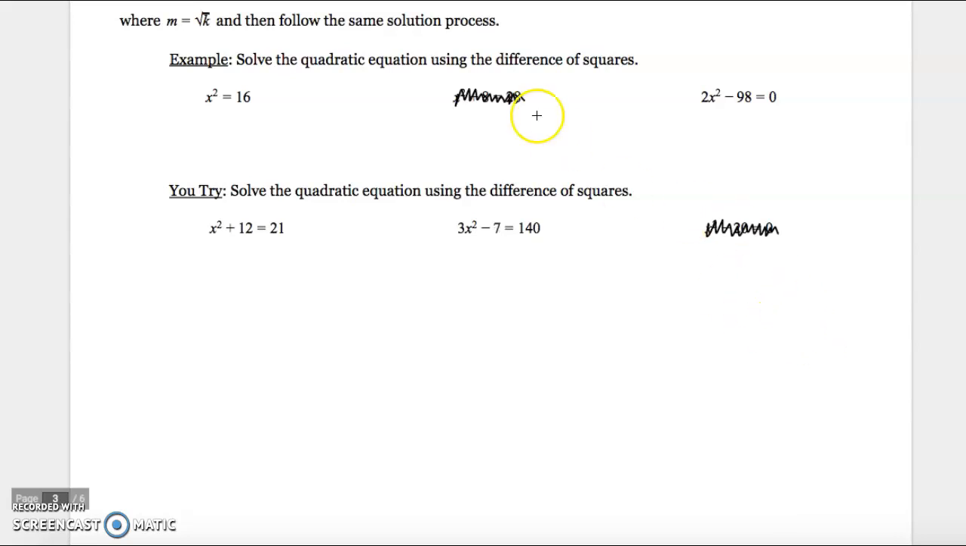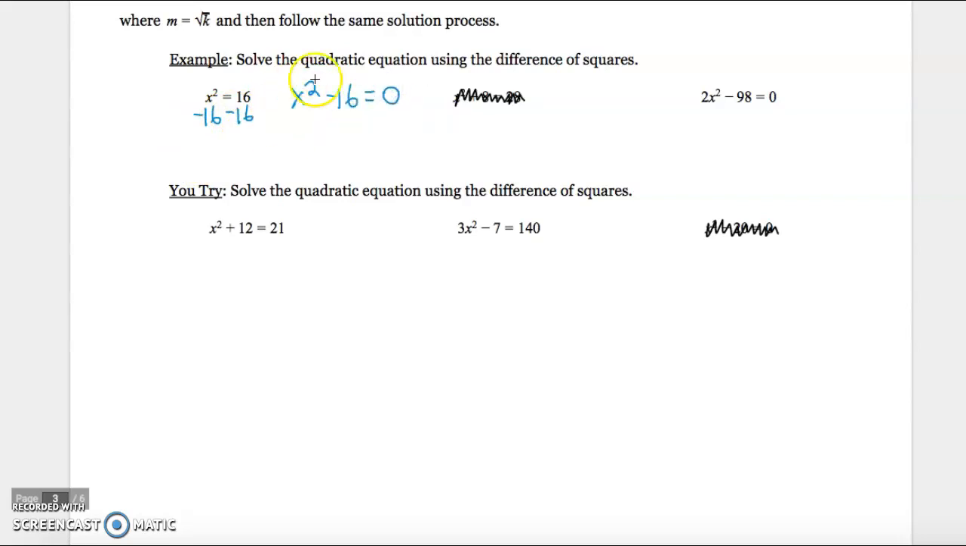Okay, that's good. All right, so we're just gonna work on these 4 actually. So in this first example, I'm going to go ahead and do it. First, you have to make sure your quadratic is set equal to 0. So I'm going to go ahead and subtract 16 from both sides. Then I have x squared minus 16 equals 0.